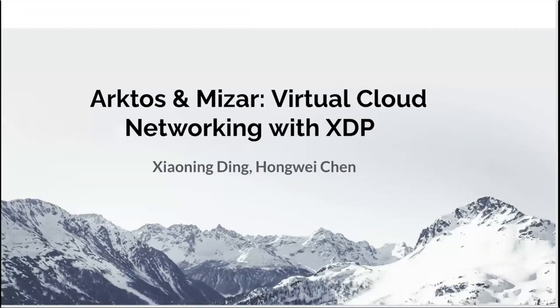Mizar is an independent network service. This means it can support different computing clusters, like Kubernetes or OpenStack Nova or other computing clusters. In this talk, we talk about Arctos, our own computing cluster, what its network model looks like, and how we use Mizar to implement such a network model.